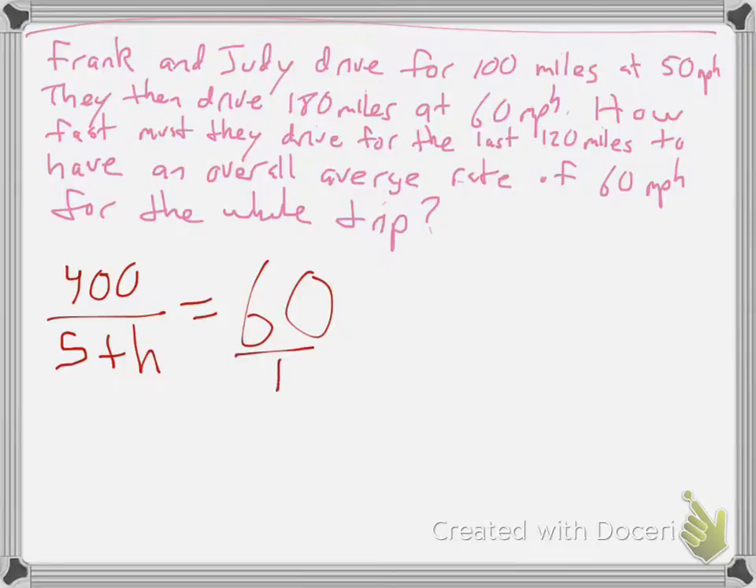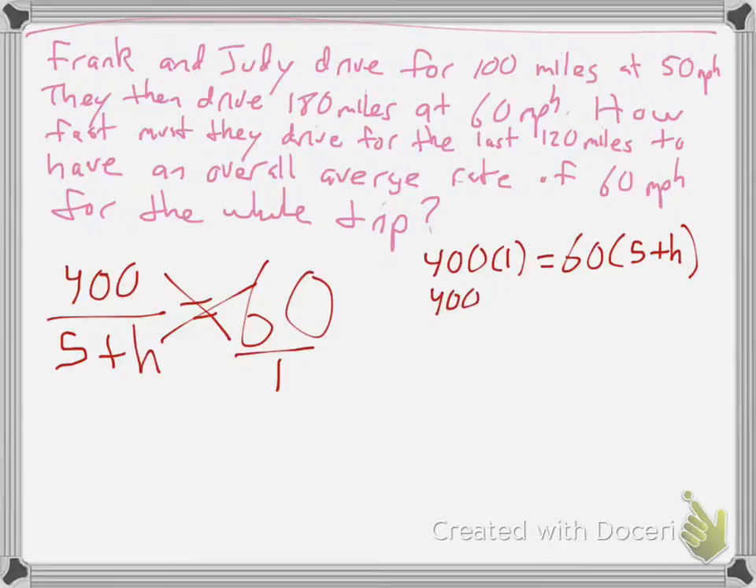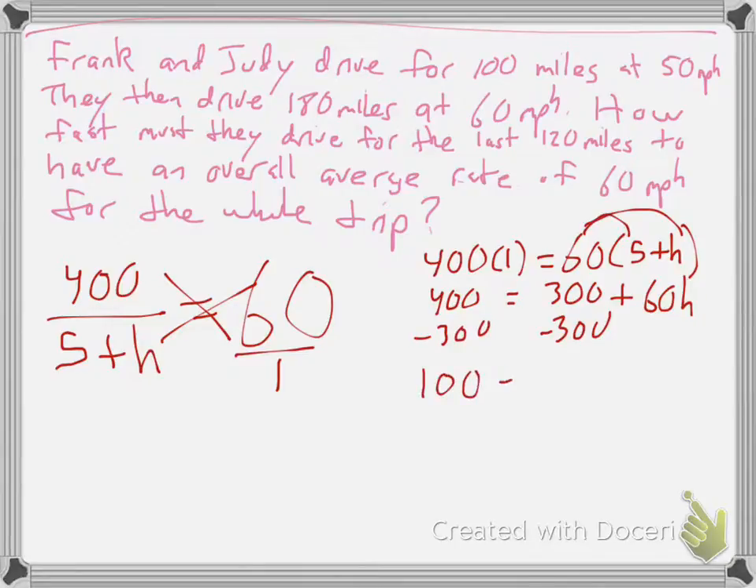Could I do this? Is that 60 over 1? That allows me to set up a cross multiplication. So this becomes 400 times 1, which is not too bad, equals, I'm going to put the 60 out front, 5 plus H. So that's 400 equals 60 times 5, 300 plus H. Wouldn't it be 60H? Yeah, oh, 60H. You're right. My bad. Because we have to distribute. Careful. Subtract 300. So 100 is equal to 60H.